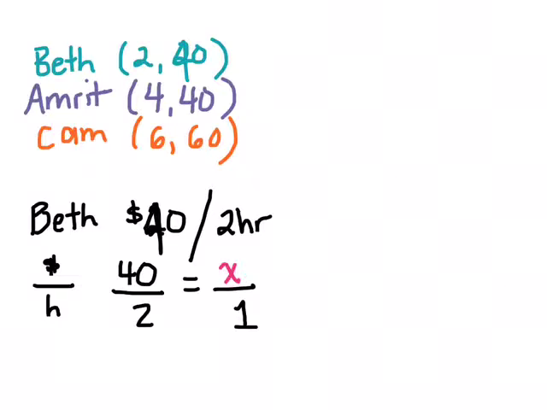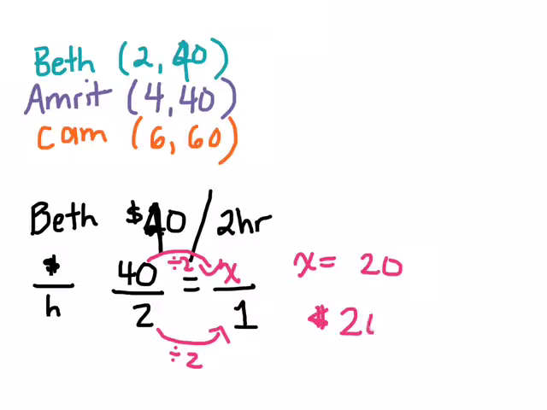Well, what's one way we could solve this? We've been doing this a lot. We're looking at a proportional relationship. We could use scale factor. We want to figure out how we get from 2 to 1. Divide by 2, because we know proportional relationships are related by multiplying or dividing. So this would be division. 2 divided by 2 is 1. What do I need to do in the numerator? Divide by 2. So x is equal to, what's 40 divided by 2? 20. That means that Beth makes $20 per hour.